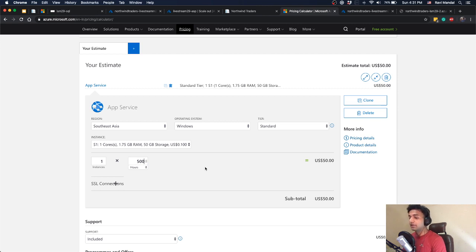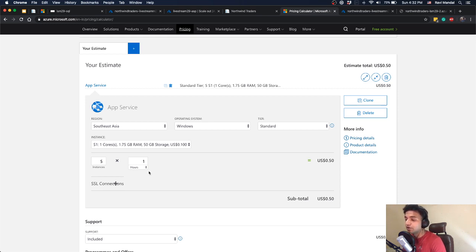But in case of scaling, what happens if you scale to 5 instances for 1 hour? For those five instances for 1 hour, it will just cost you 50 cents, not more than that. So it's based upon the number of hours that you actually use.